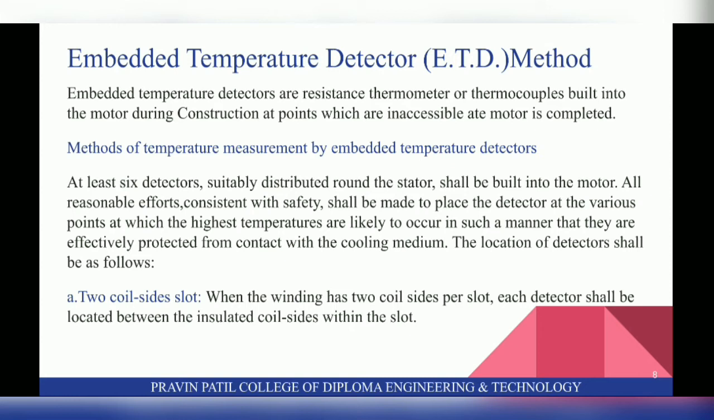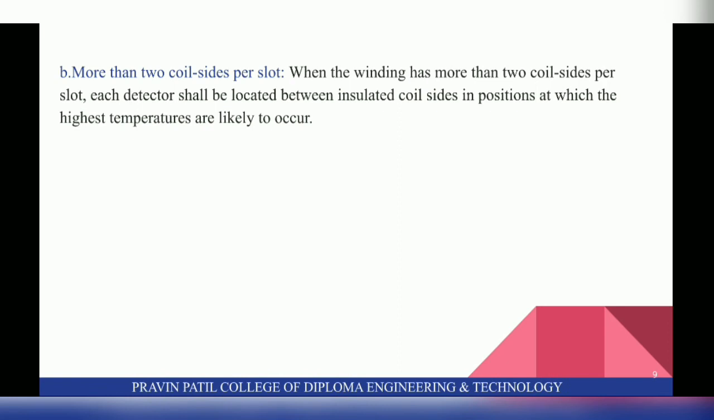So first location is 2 coil side slots. When the winding has 2 coil sides per slot, each detector shall be located between the insulated coil sides within the slot. Second location is more than 2 coil sides per slot. When the winding has more than 2 coil sides per slot, each detector shall be located between insulated coil sides in position at which the highest temperatures are likely to occur.